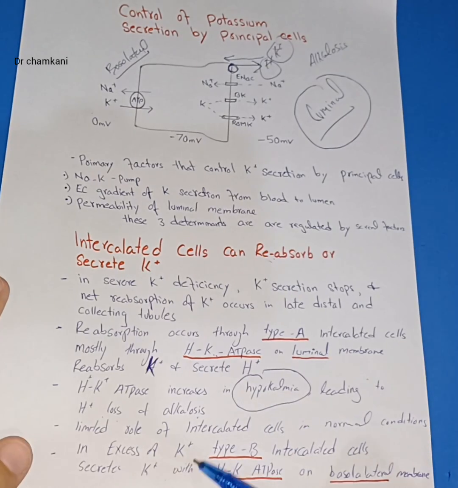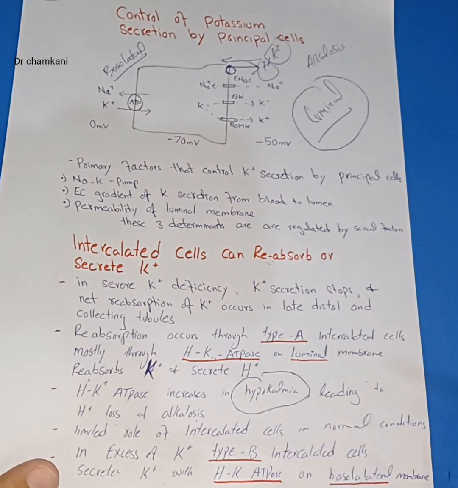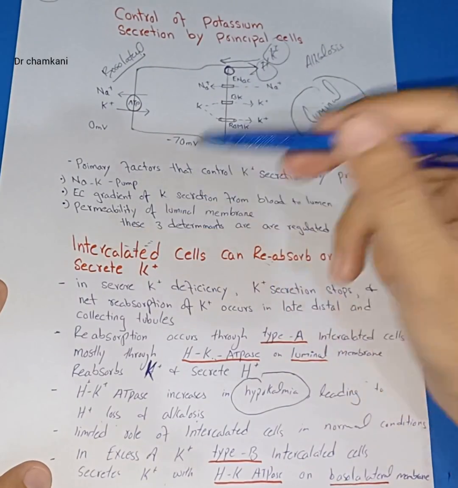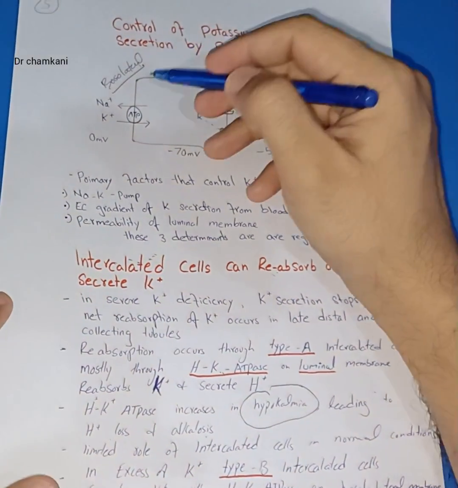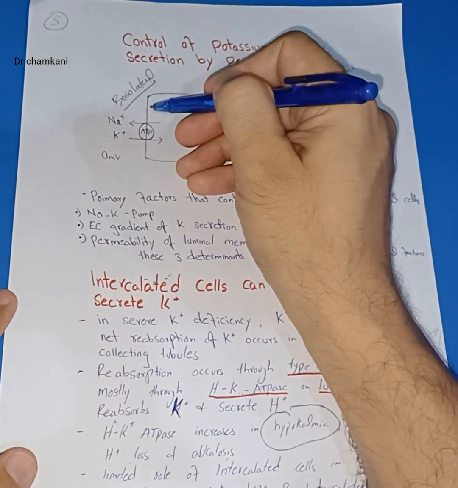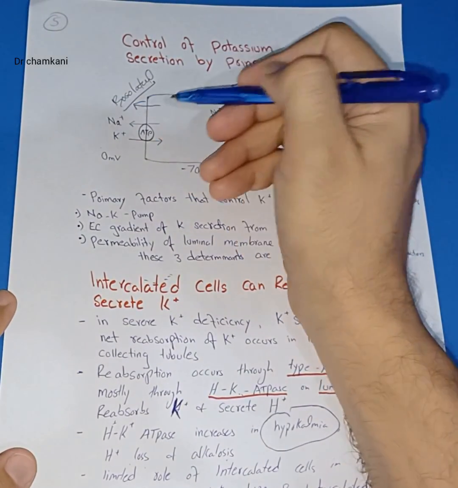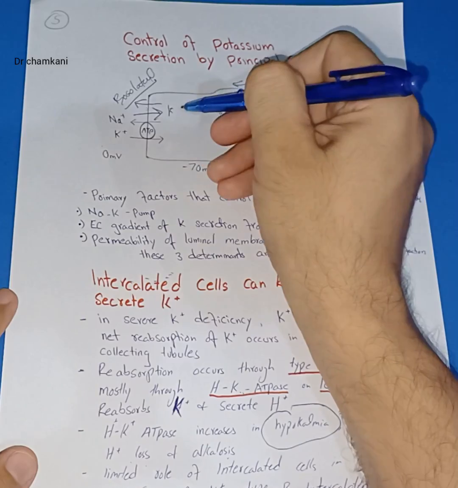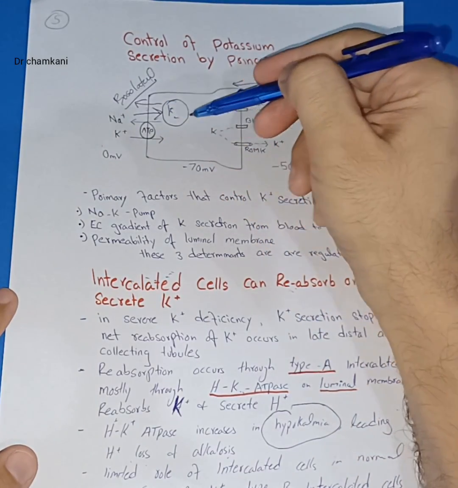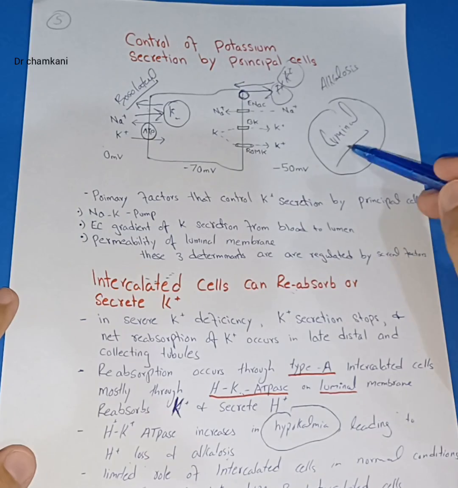Now, in excess of potassium, the type B intercalated cells get activated on the basolateral side. What they do is take in hydrogen and throw away potassium. The concentration of potassium in the cells will increase, and then potassium will go out of the body into the luminal side.